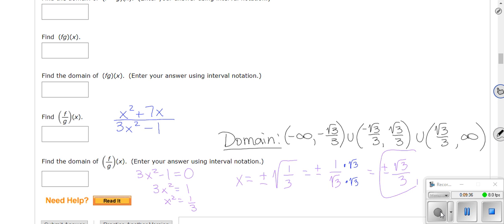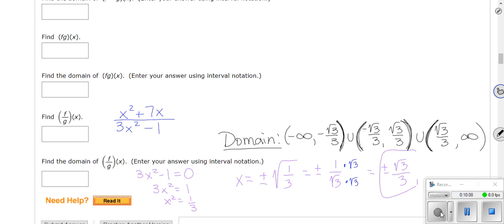Okay, so if there are 2 values that you have to avoid, your domain is going to be split up into 3 parts because you have to avoid both of those values. And that's why these are rounded parentheses instead of square brackets. Okay, because it cannot equal positive root 3 over 3 or negative root 3 over 3.